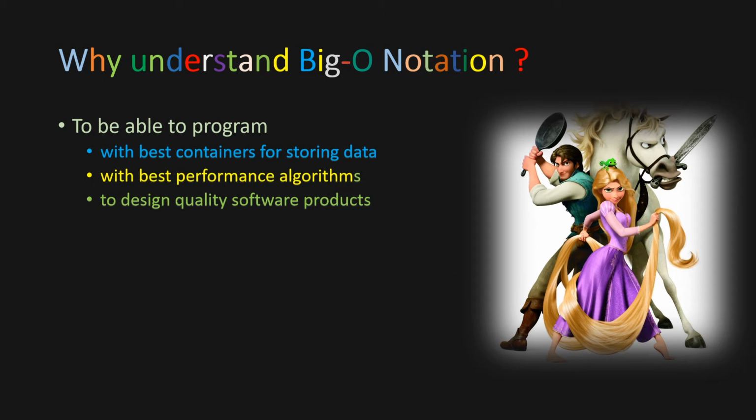Why understand big O notation? One should understand big O notation to be able to program with the best containers for storing data, to select the best containers for solving a given problem, to be able to program with the best performance, to choose the best algorithms, to design quality software products, and to be able to predict the time and space complexity based on given conditions. For all this, one should understand big O notation so that it is easy to choose one of the algorithms or containers for the program.